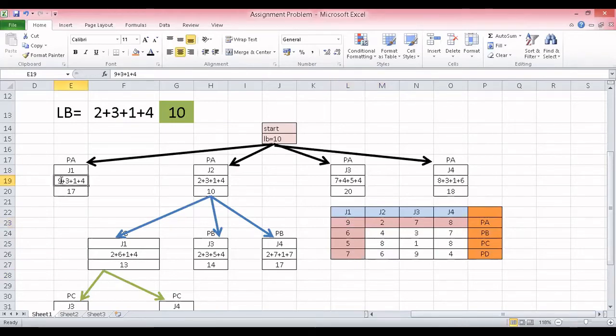So that value 9 I am taking, plus the minimum cost of person B. The minimum cost of person B is 3. Take that. The minimum cost of person C is 1. Take that. The minimum cost of person D from that particular row is 4. Take that. 9 plus 3 plus 1 plus 4, the answer is 17. So like this I am getting the answer.